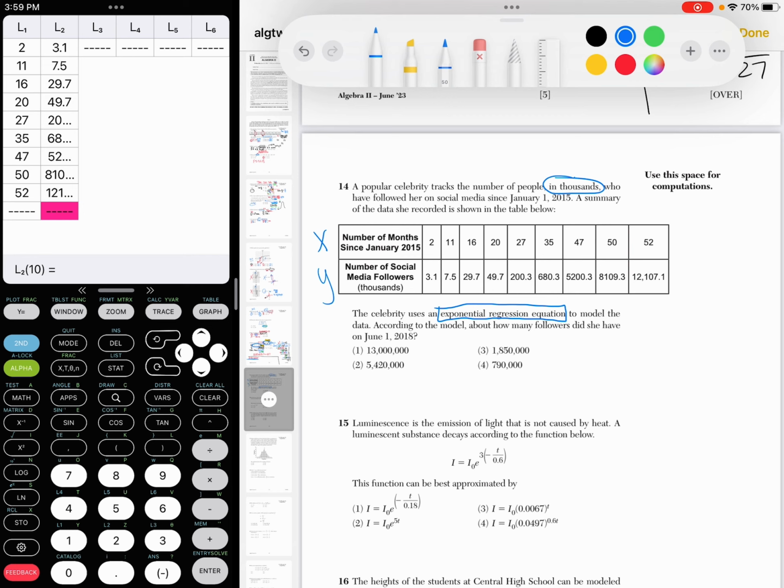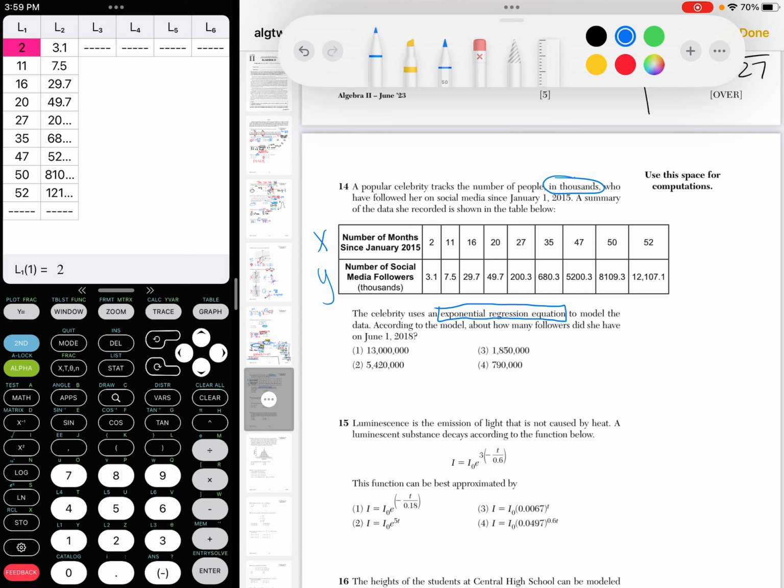If you're already cleared out, great. If not, to clear them out, you have to scroll all the way up to L1 and L2, press clear, enter. So clear, enter, highlight over L1 or L2 again, hit clear, enter. Do not hit delete. That will delete the list and you'll have to reset your calculator to get the list back. So I already have my numbers typed in.